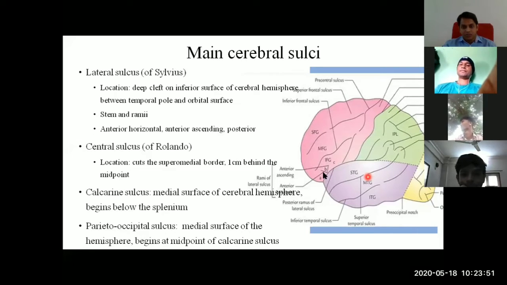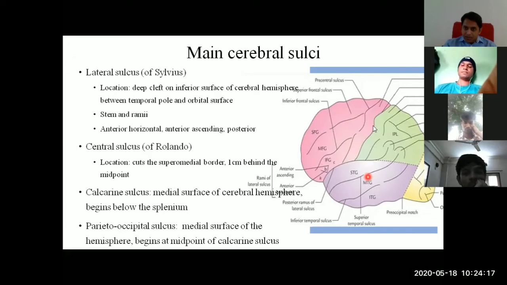Horizontal is the one which runs horizontally or in a transverse manner, and the ascending runs vertically. So these are the three rami which are present. Let us move further with the other sulcus, the central sulcus of Rolando. The central sulcus of Rolando is present somewhere in the midpoint of the length of the cerebrum.